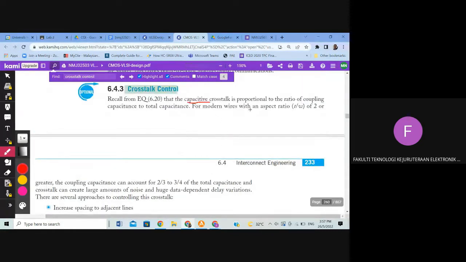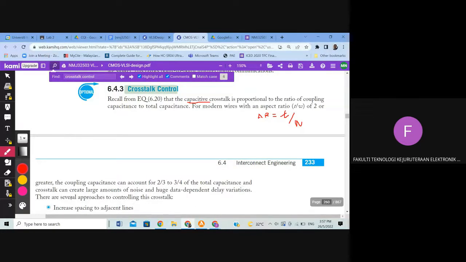So normally for modern wires, with aspect ratio, so remember AR, how do we calculate the AR? AR is equal to the thickness of the wire over the width of the wire. How wide is the wire? So normally for the modern process, T over W is equal to 2 or more than 2. And then the coupling capacitance can account for 2/3 or 3/4 of the total capacitance.